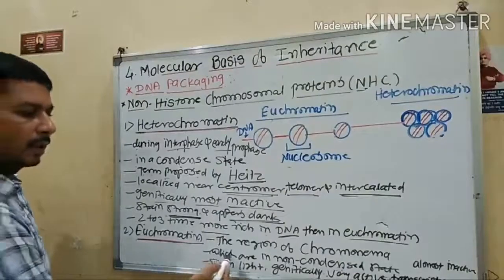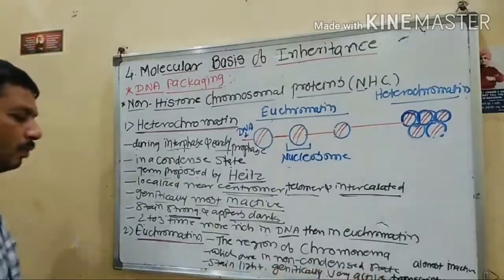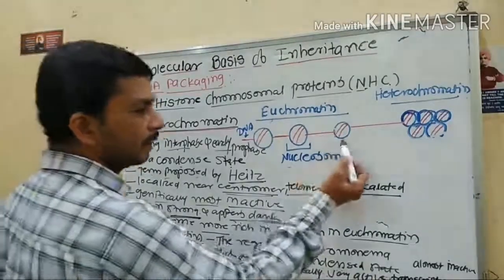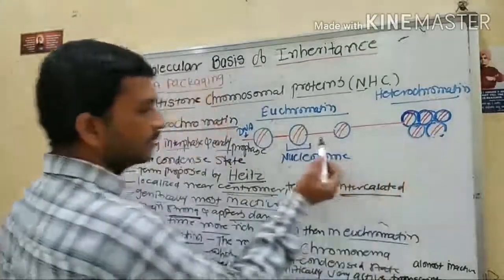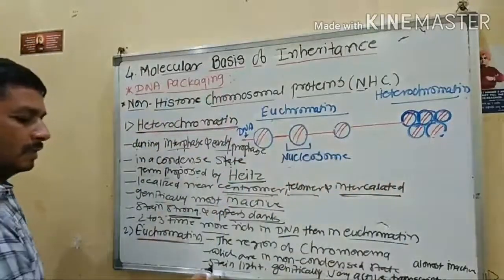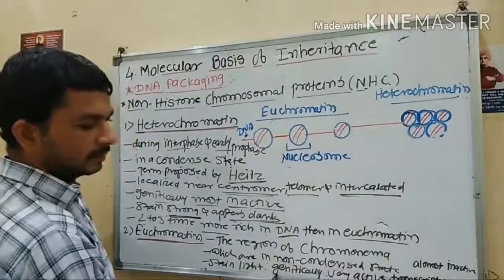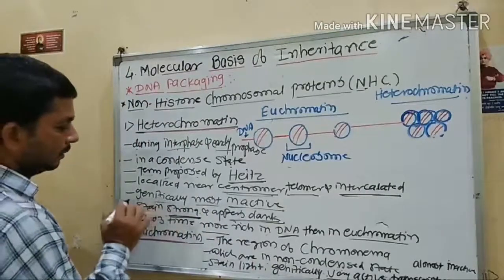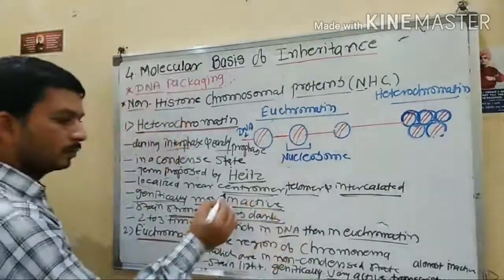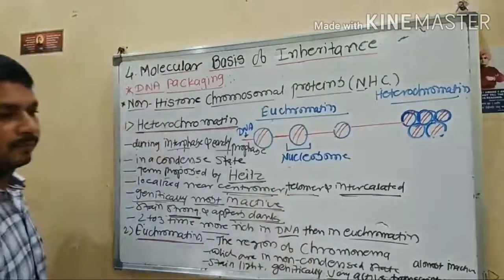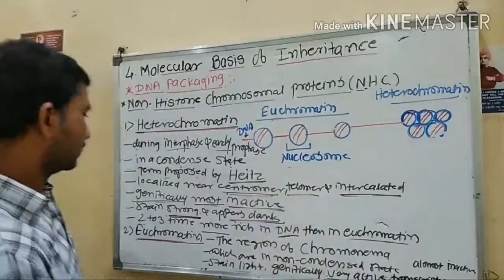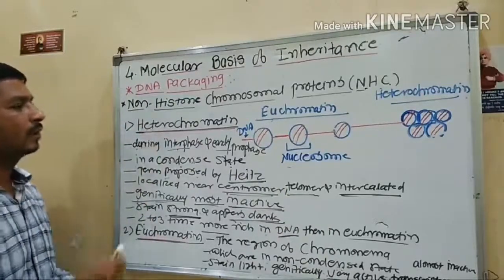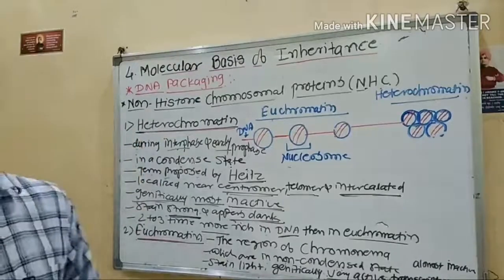Euchromatin is the rearrangement of chromonema which is in a non-condensed state. Here they are in the non-condensed state. This is the condensed state. Here is the non-condensed state. It stays light in color. Genetically it is very active, very active in the transcriptional process, whereas heterochromatin is mostly inactive. This is all about the non-histone chromosomal protein types.